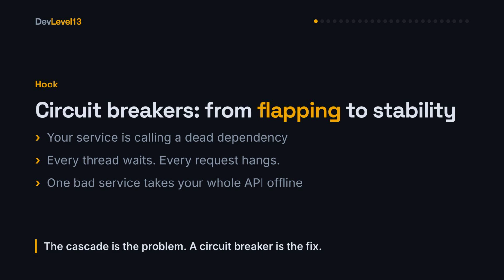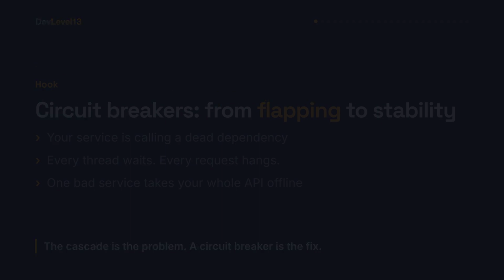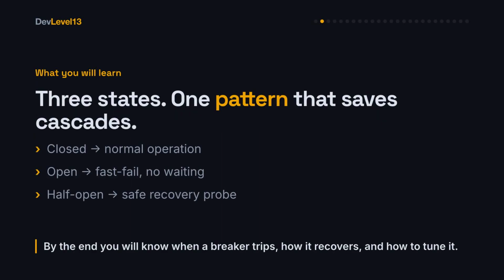One broken dependency took down your entire service. That's the cascade. A circuit breaker stops it. This video walks through the full circuit breaker state machine, closed, open, and half open, and how to compose one with retries and timeouts. You will be able to implement this pattern and explain the trade-offs.